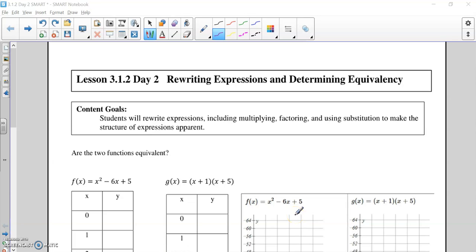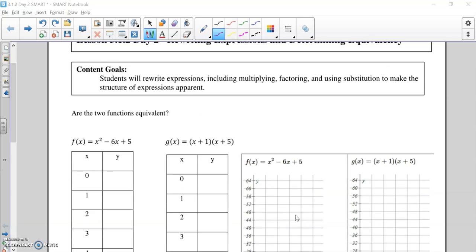Hey guys, welcome to lesson 312, day 2. We are going to continue with rewriting expressions and determining whether expressions are equivalent.